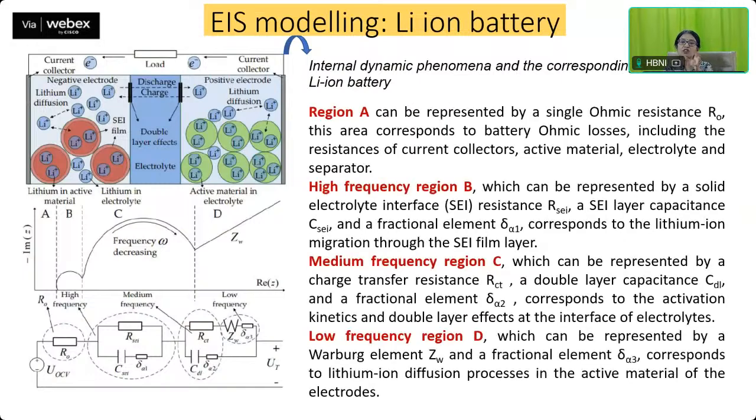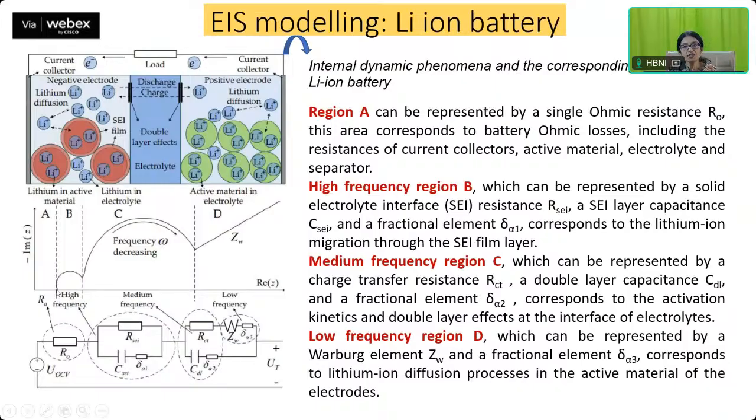Cycling is when you are charging and discharging the cell. Now you have these different regions. Region A is where you see the first line intersecting the Z prime axis, represented by a single ohmic resistance. This area corresponds to the battery ohmic losses, including the resistance of the current collector, active material, electrolyte, and separator. So this resistance arises due to the different components of your cell.